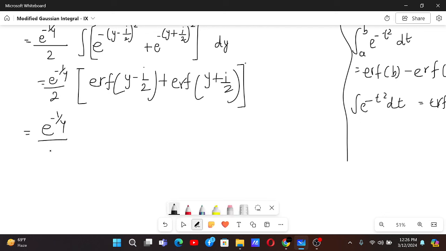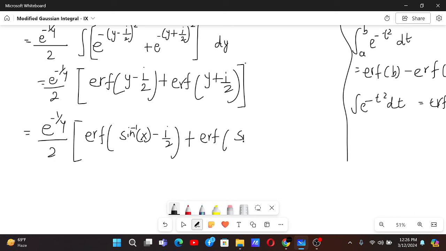But we still have to find the definite integral. erf of sine inverse x minus i by 2, plus erf of sine inverse x plus i by 2. Okay, so this is the indefinite integral, and let's check the answer from Alpha.